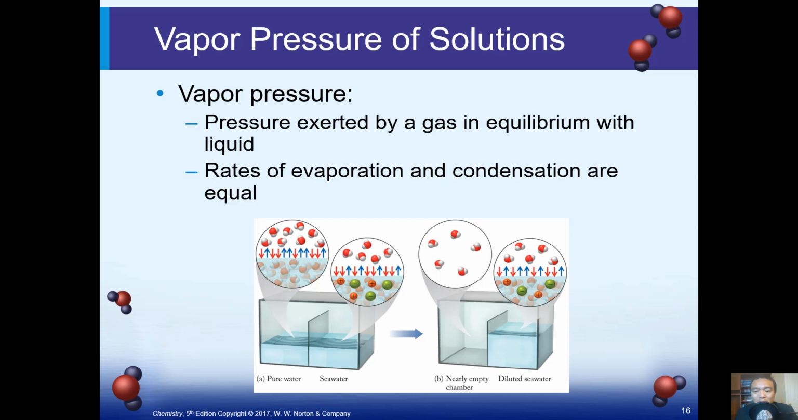In this figure, the chamber on the left side is actually at equilibrium because the rates of evaporation and condensation are equal. In the chamber on the right side, the rate of condensation is the same, but the presence of dissolved solute decreased the rate of evaporation. So on the left side, you see a pure liquid. On the right side, you see solute being dissolved in the liquid, which makes the vapor pressure smaller at the equilibrium state. Okay?